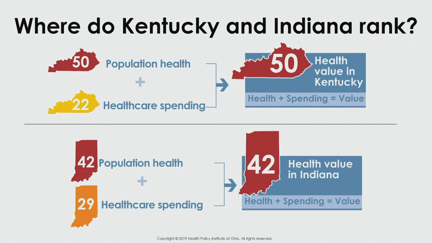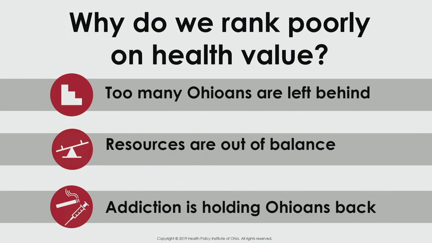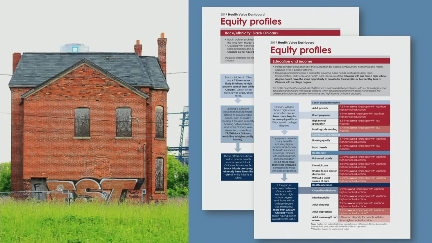And what's happening here is we're summing Z-scores, and our very, very, very poor health is dragging down our health value in these states. One of the reasons we point to is that too many Ohioans are left behind. And this refers directly to the health disparities that I'm talking about today. To help engage policymakers, we disaggregate data in the dashboard, and this is something I'll encourage all of you researchers to be thinking about doing at the beginning as you're planning research designs.